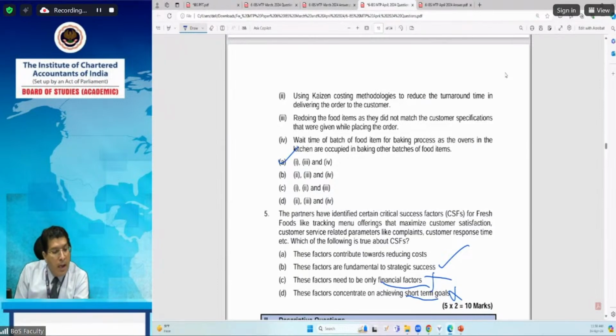And these factors contribute toward reducing cost. No, it is not correct, because instead of reducing cost, they increase the cost.